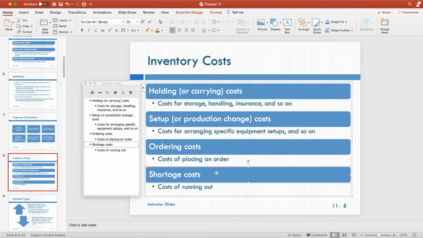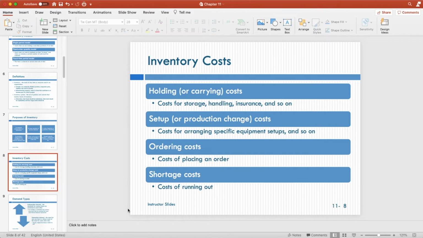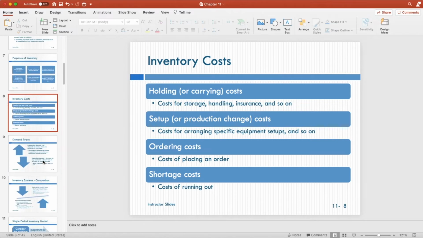The last one is called shortage cost, or we say it's the cost of running out. That's actually very simple. Each time if you don't have inventory, then even if the customer needs this product, you don't have the product in your stock, so you will lose your profit on the opportunity. That's why shortage cost is also one important type of cost associated with the inventory. All right, now.